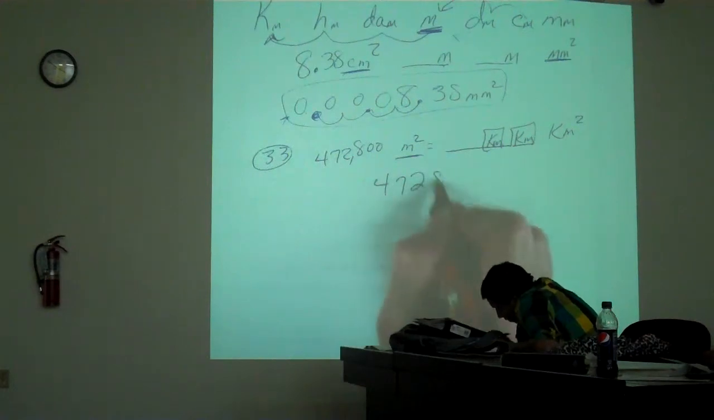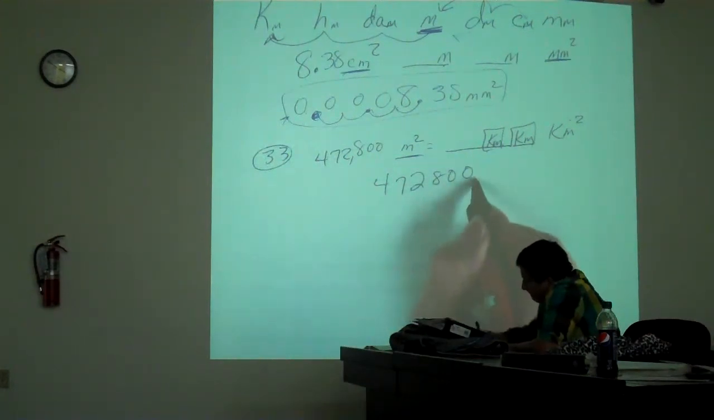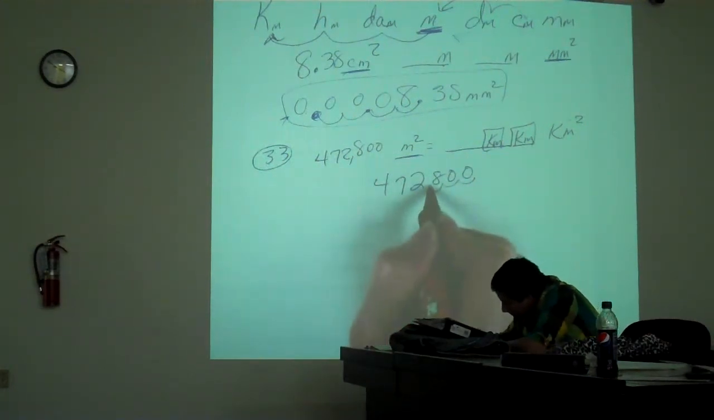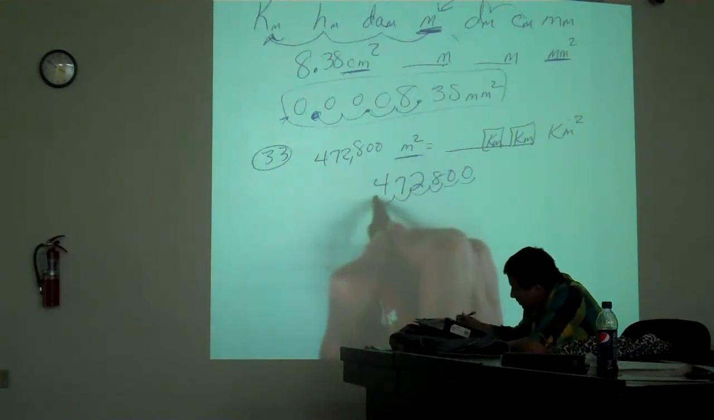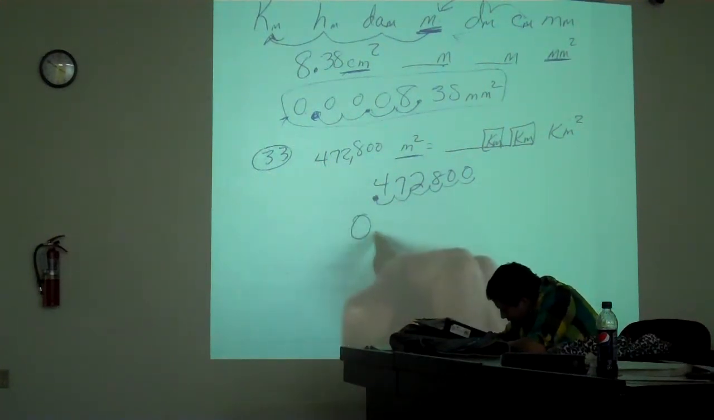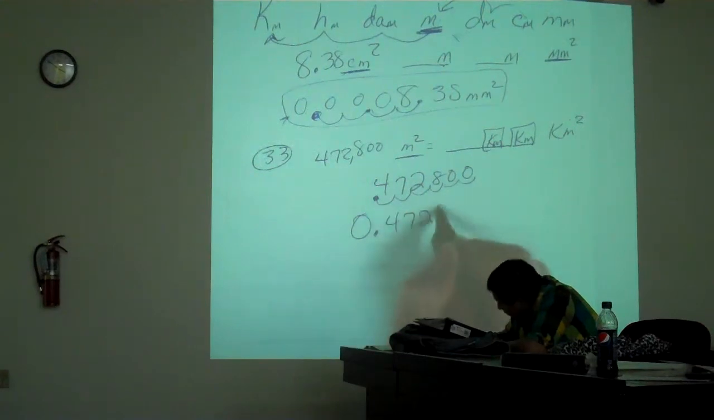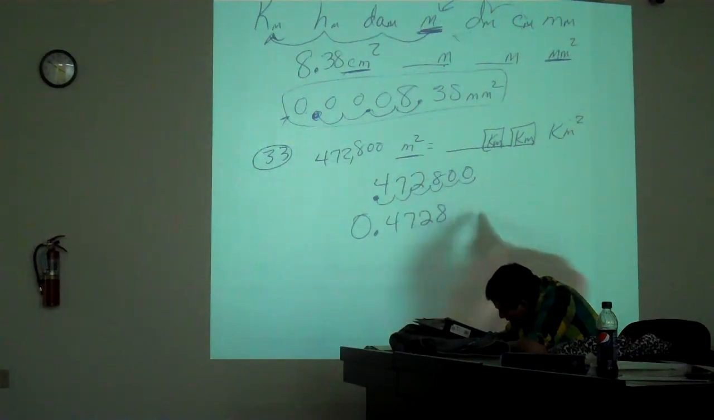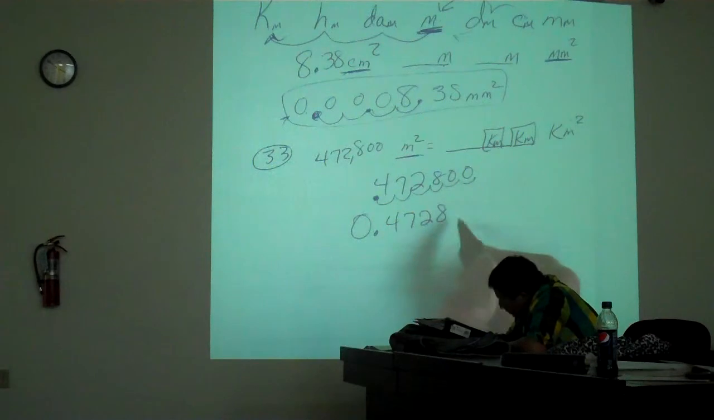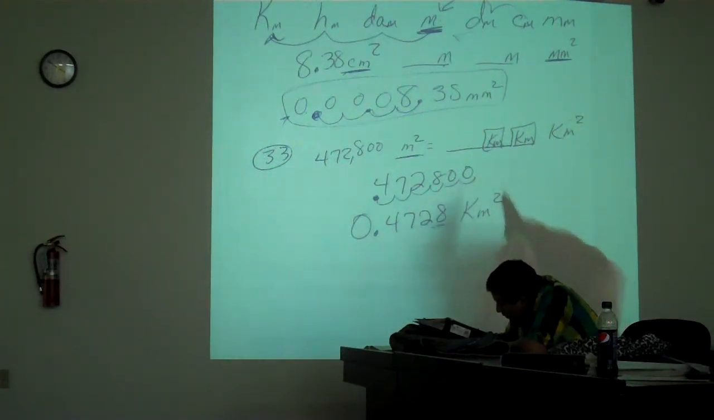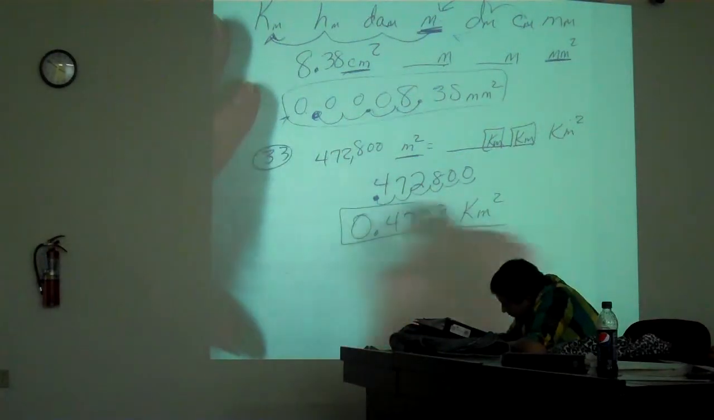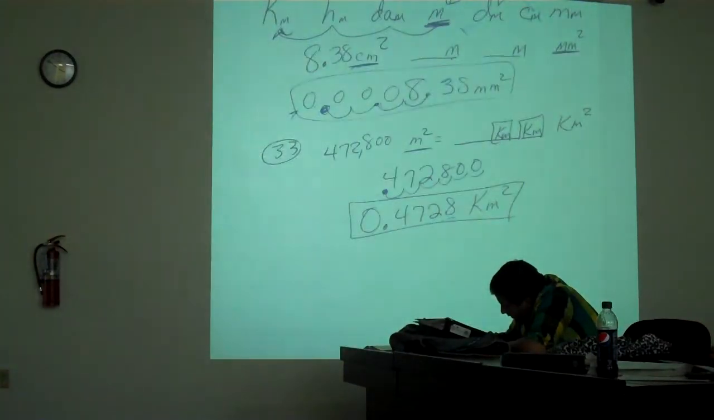So have your original number here. You go 1, 2, 3, 1, 2, 3. So it's 0.4728, and you don't need the extra zeros at the end. If it follows the decimal, you can stop right there. And if you want to look in the back, that's the correct answer for 33.